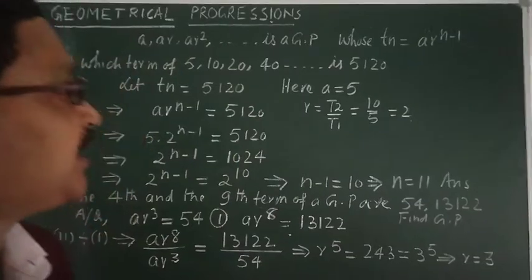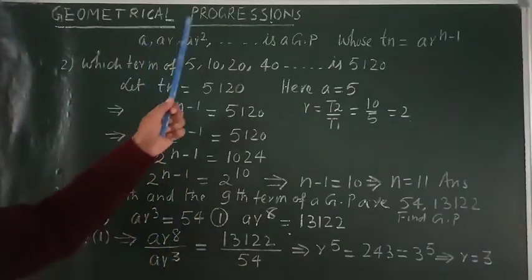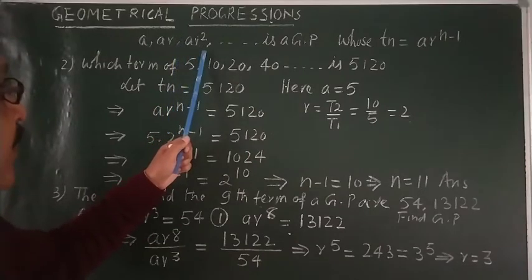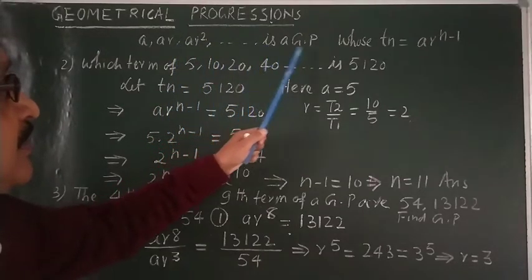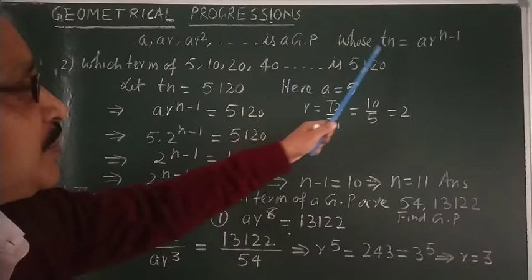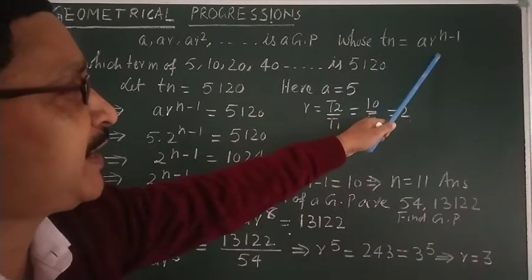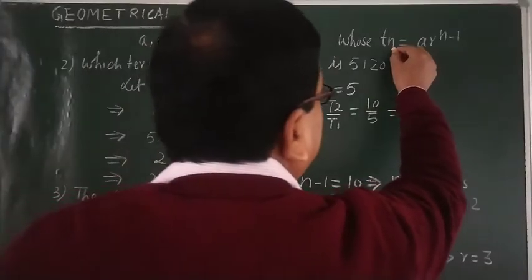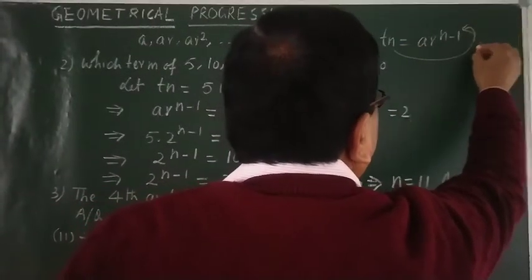Starting from geometrical progression, we know that a, ar, ar square and so on is a geometric progression whose nth term is given by ar^(n-1). This is the nth term, where the power is n minus 1.